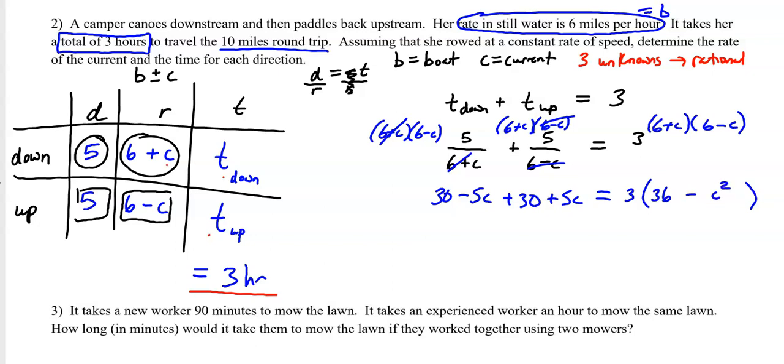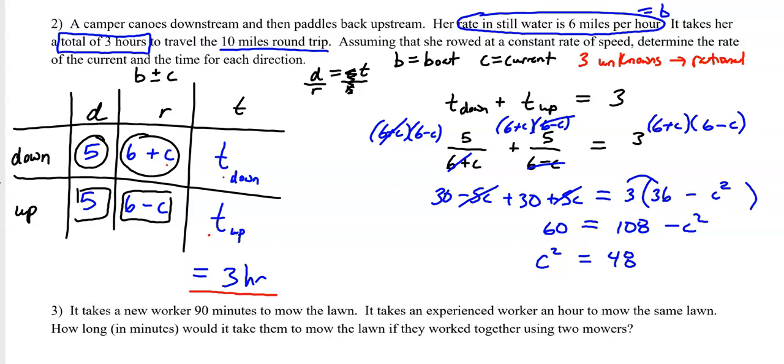All right, so we still got some work to do. Let's gather up some like terms. These go away. So I'm going to just have 60. And over here I'm going to have 90 and 18, 108 minus C squared. So I'm going to add C squared to the other side. And I'm going to take away that 60. And I get C squared equals 48.